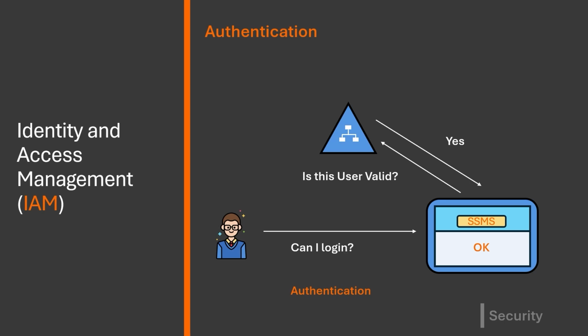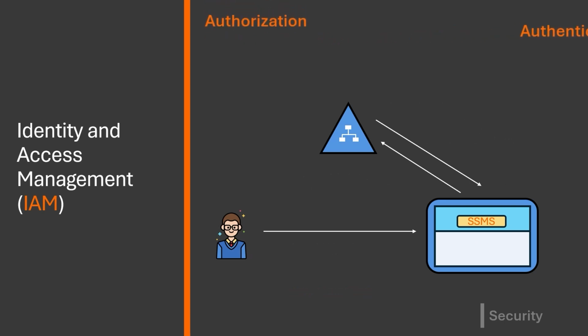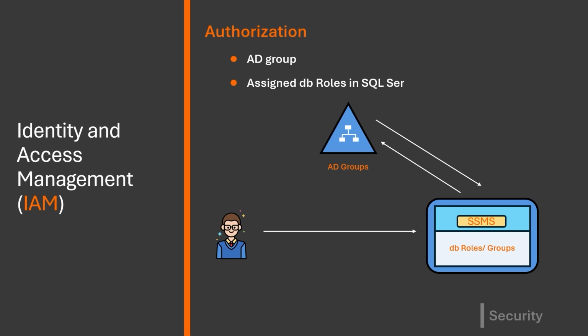What the employee can do inside SSMS, like reading or updating data, is governed by authorization. That depends on the employee's Active Directory group and also their assigned database roles in SQL Server. So authentication gets them in the door and authorization decides what rooms they're allowed to enter.